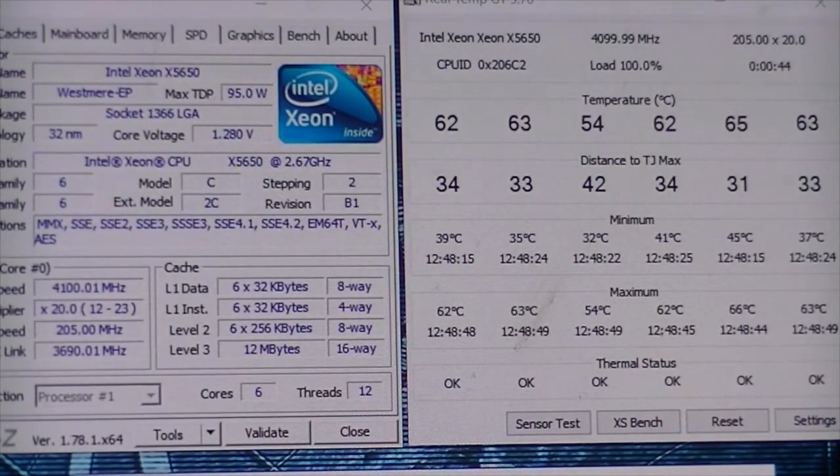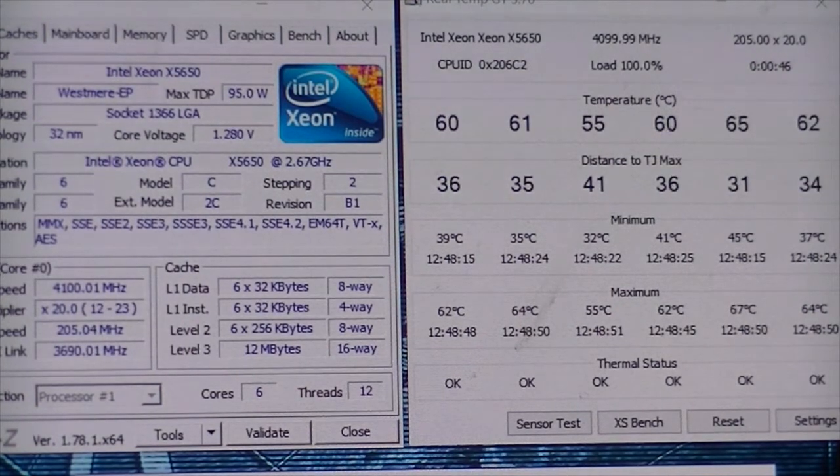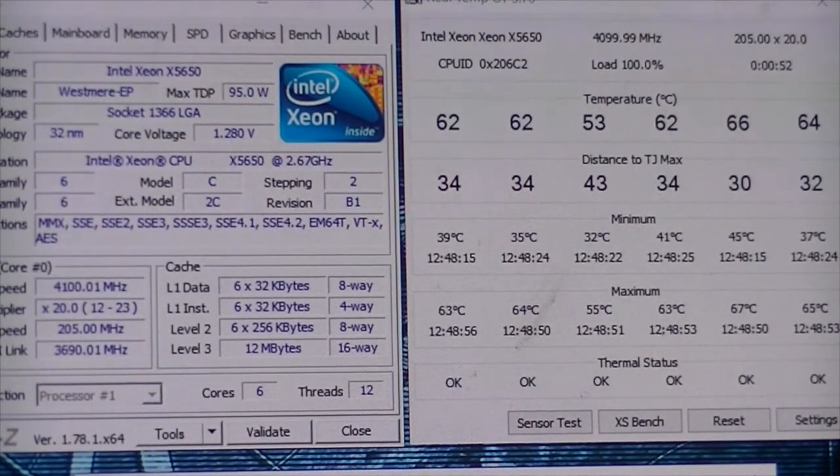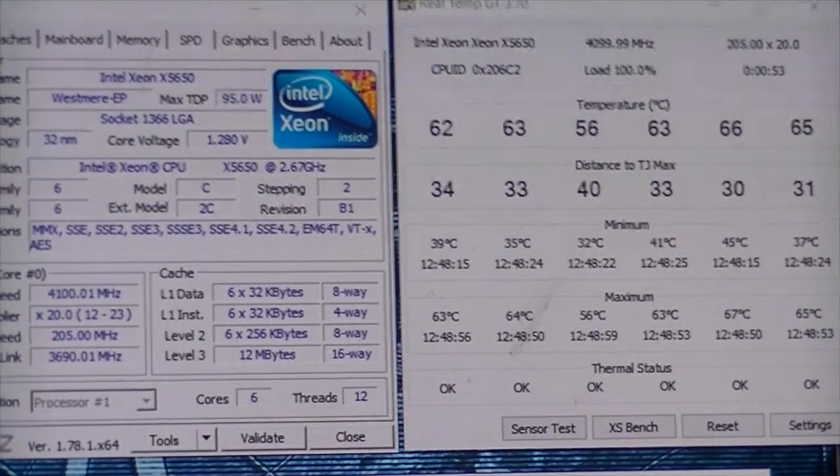And look at those temps, beautiful. You can't beat these old X58 Xeons. They're just amazing. Look at that, very low temps. I think we can even take this bad boy higher.